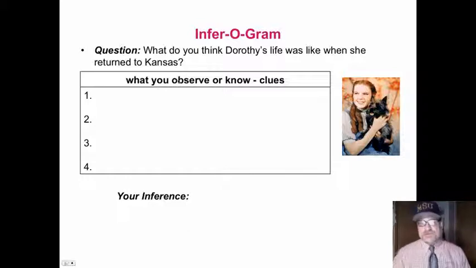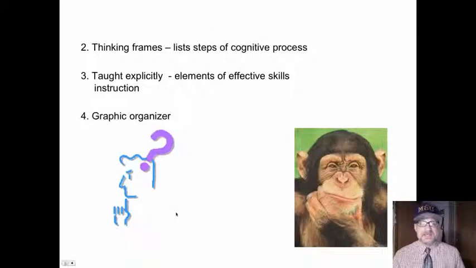What do you think Dorothy's life was like when she returned to Kansas? That's an inference question. We list the cues and then we make an inference. We teach thinking skills using thinking frames, and I just showed you one. A thinking frame, it is a scaffold for your thinking. It lists the steps of the cognitive process.